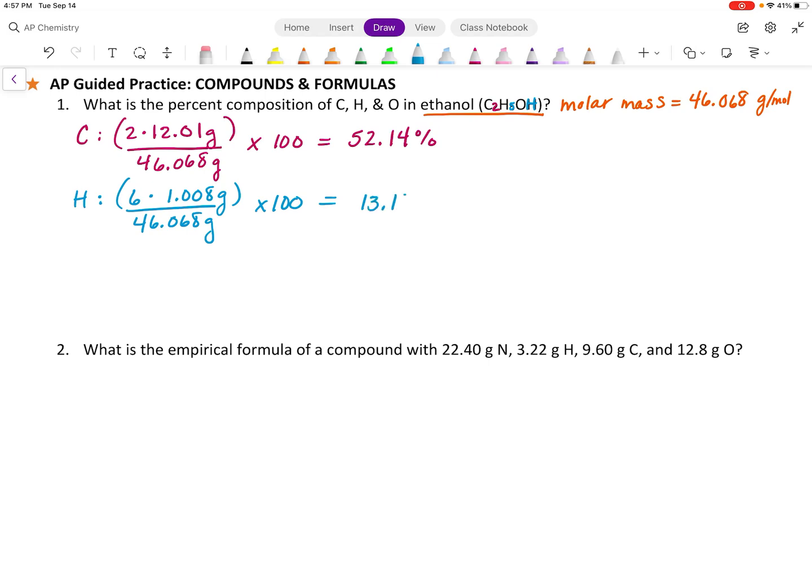So 13.13% is what I calculated. And finally, the same thing for oxygen. We only have 1 oxygen. So we're going to take the 1 oxygen that we have, so 16 grams on the periodic table. We're going to divide that by the 46.068. Multiply by 100. And we get 34.73%. So just determining percent composition, it's always the amount of the part divided by the amount of the whole.